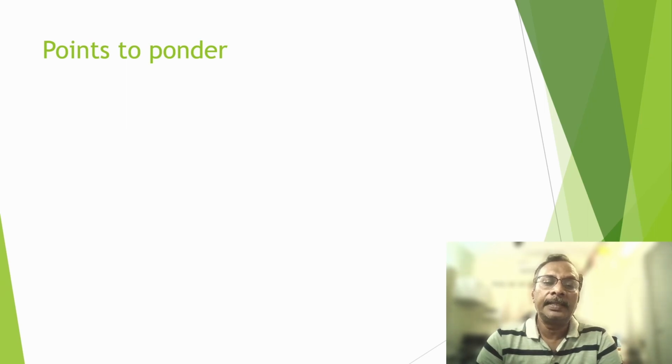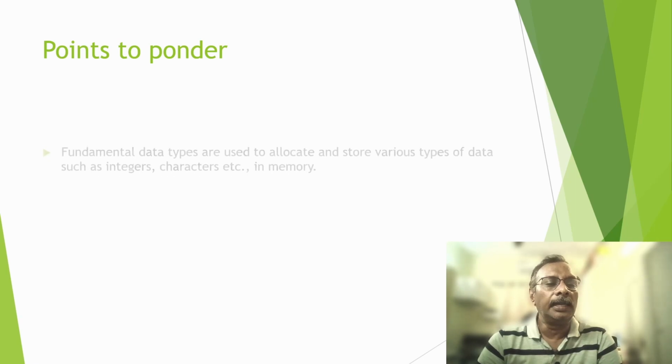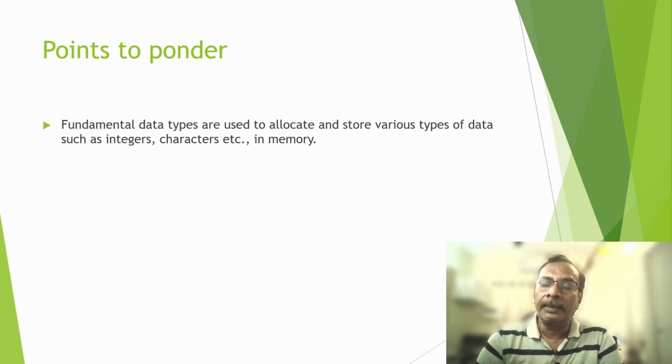Before getting into today's session, I would like to remind you of some points. The first one is that fundamental data types are used to allocate and store various types of data, such as integers and characters, in memory. We know that, right? We saw fundamental data types like char, int, float, double, etc., which basically allocate a specific size of memory in order to store specific types of data, right?